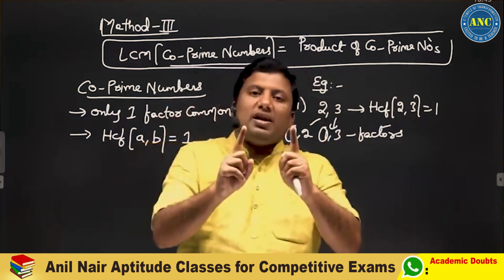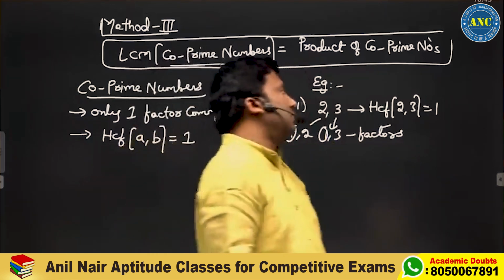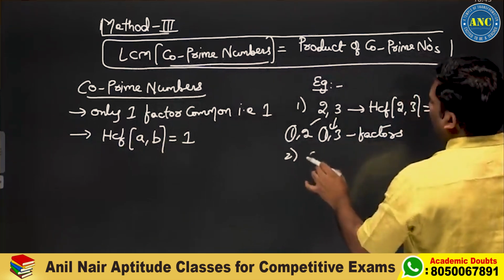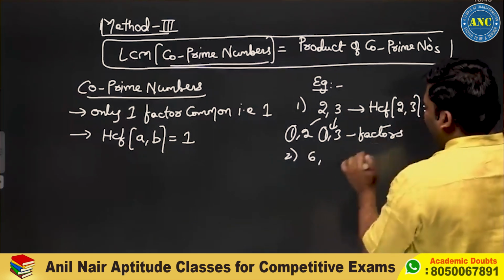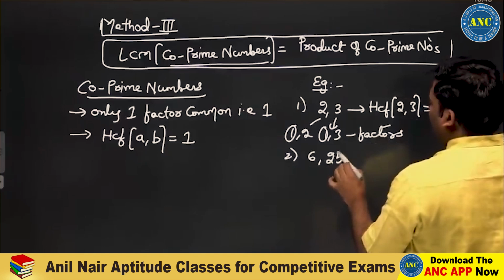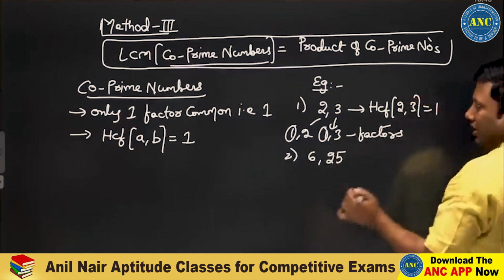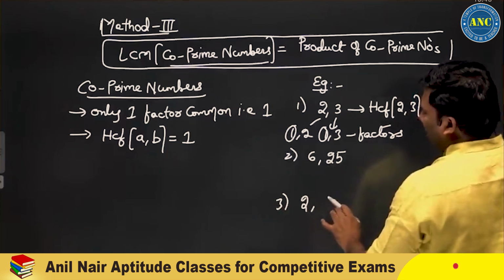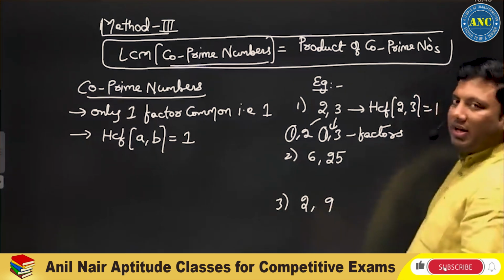A two-number set is also called a co-prime set. Suppose I take 6 and 25, or I take 2 and 9. Why am I taking these three examples?